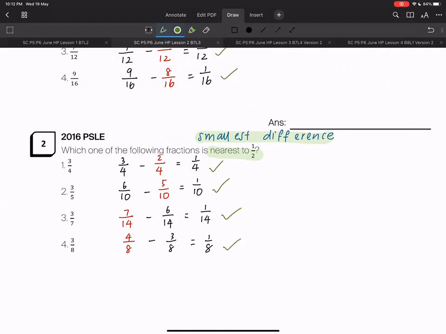So for the fractions, when the numerators are the same, the bigger the denominator, the smaller the value of the fraction. So we have option 3 as the answer.